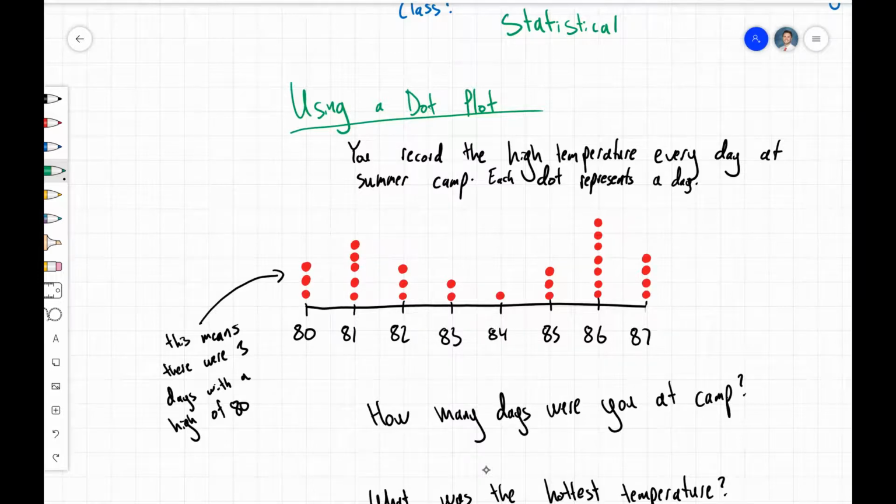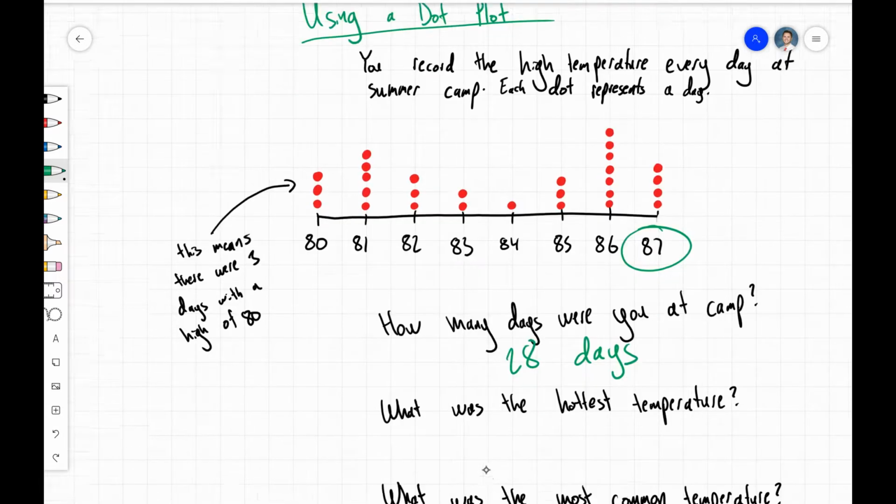So the first question we're going to ask is, how many days were you at camp? Well, again, each of these red dots on our dot plot represents a day. So if we were to count every one of these, we could see how many days we were at camp. So this is 1, 2, 3, 4, 5, 6, 7, 8, 9, 10, 11, 12, 13, 14, 15, 16, 17, 18, 19, 20, 21, 22, 23, 24, 25, 26, 27, 28 days. The next question says, what was the hottest temperature? Well, we can see the hottest temperature recorded was 87 degrees, so that's our hottest temperature.